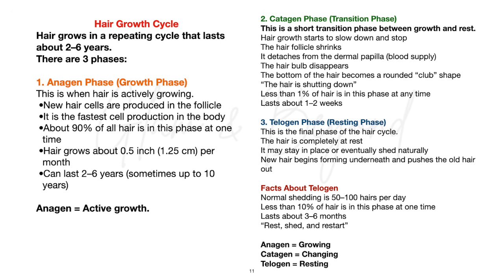Facts about telogen phase. Normal shedding is 50 to 100 hairs per day. Less than 10% of hair is in this phase at one time. And again, it can last about 3 to 6 months. Rest, shed, and restart. Think ACT: anagen growing, catagen changing, and telogen resting. And that's it.